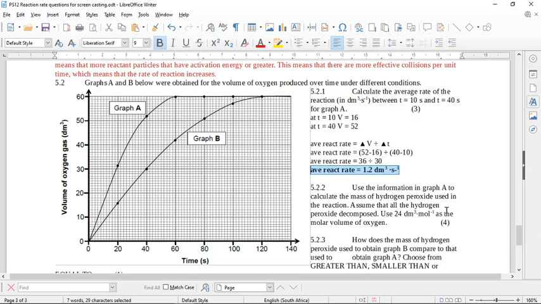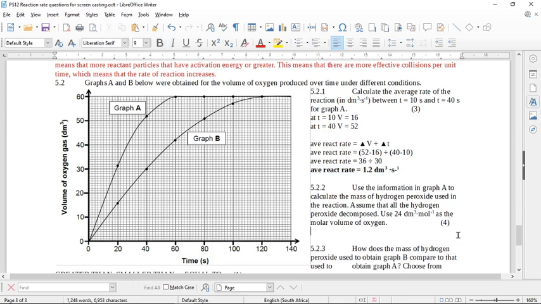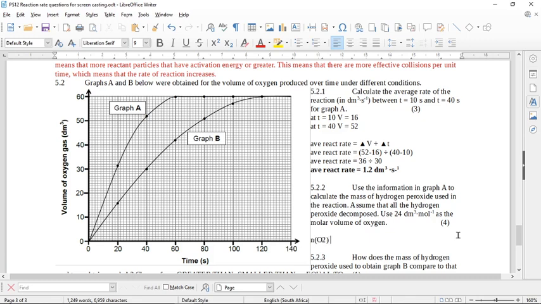Okay, use the information in graph A to calculate the mass of hydrogen peroxide used in the reaction. Assume that all the hydrogen peroxide decomposed. Use 24 cubic decimeters per mole as the molar volume of oxygen. Okay, so we're going to have to find the moles. So we know we're going to use n of oxygen is going to be equal to V over Vm.